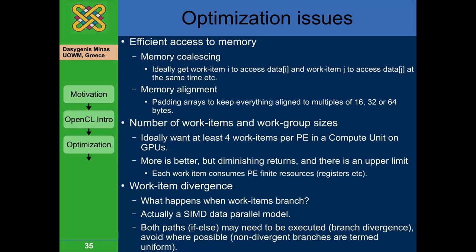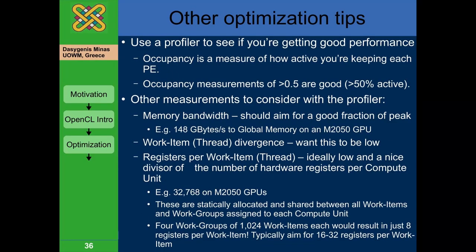Another optimization tip is that we have to use profilers. Of course, in every software development, we do use profilers. No matter what we are programming, from C to Java, we have to profile our application to see where the hot points of the execution are, where we should invest time in order to optimize. So here it is also very important, because in HPC we have to make the best use of our hardware, of our resources.